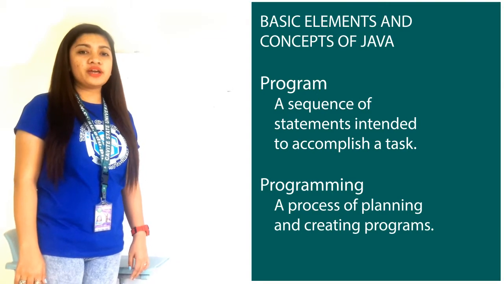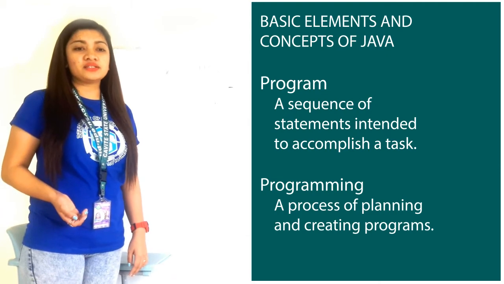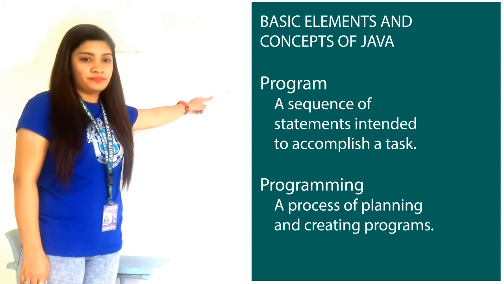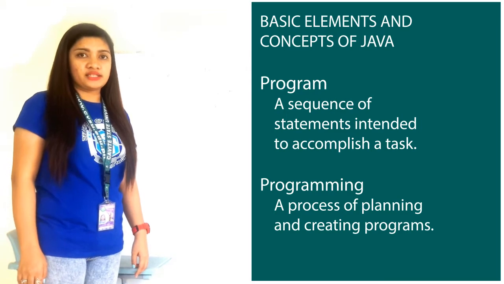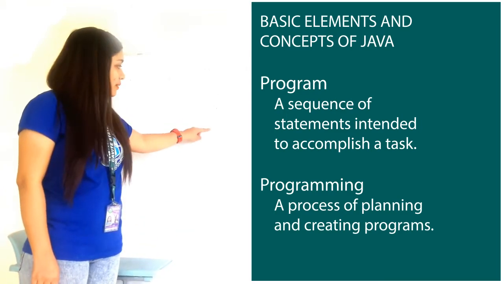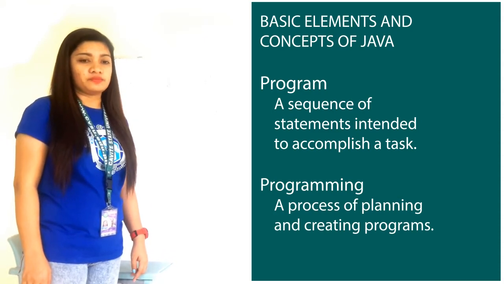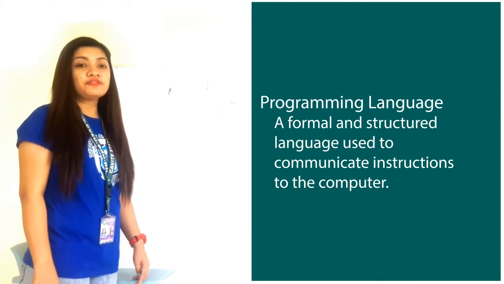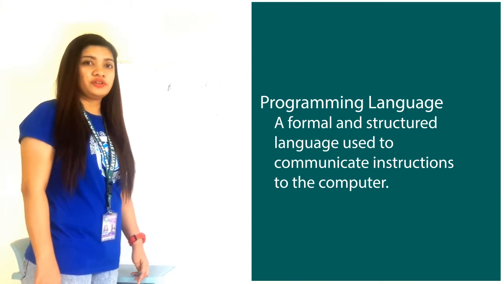Basic elements and concepts of Java. For you to be able to understand what Java is, you must first know the basic elements and concepts of Java. Program: a sequence of statements intended to accomplish a task. Programming: a process of planning and creating programs. Programming language: the formal and structured language to communicate instructions to the computer.